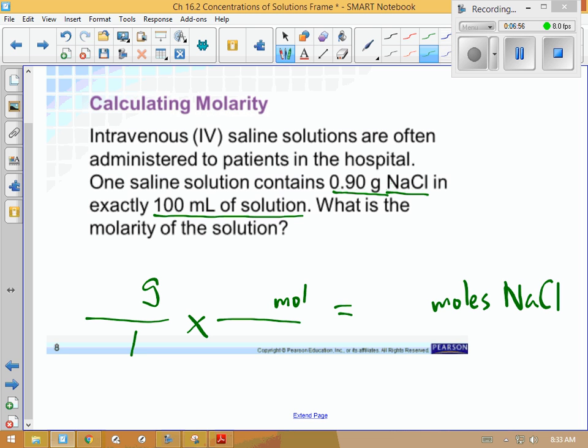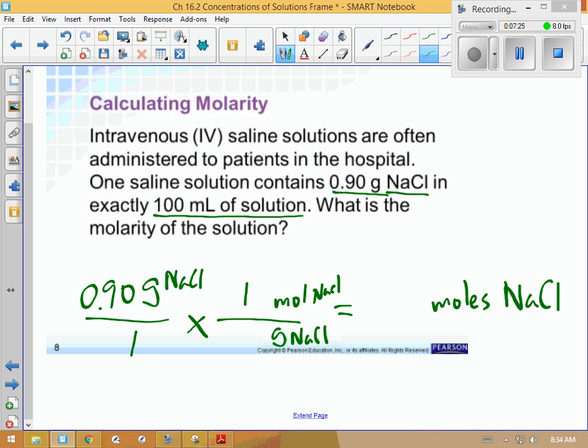Yeah, molar mass. Moles of NaCl over grams of NaCl. Over grams. So they gave us 0.90 grams of sodium chloride. What is the molar mass of sodium chloride? You will need calculators. Is it something like 58-ish, 58.5 or something?